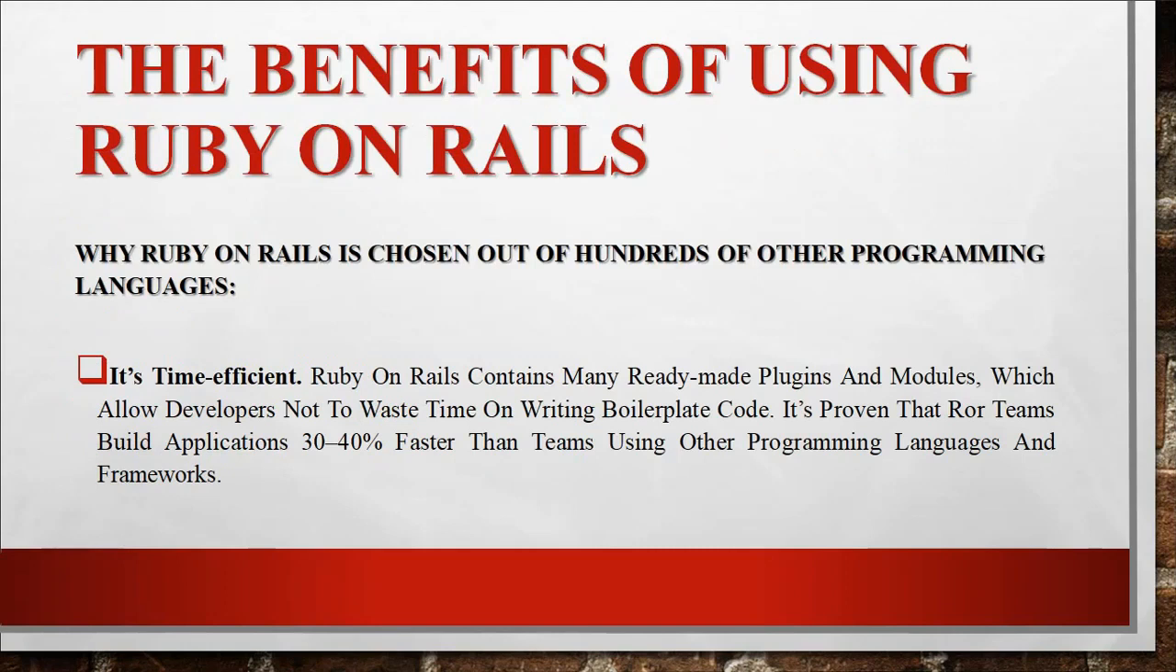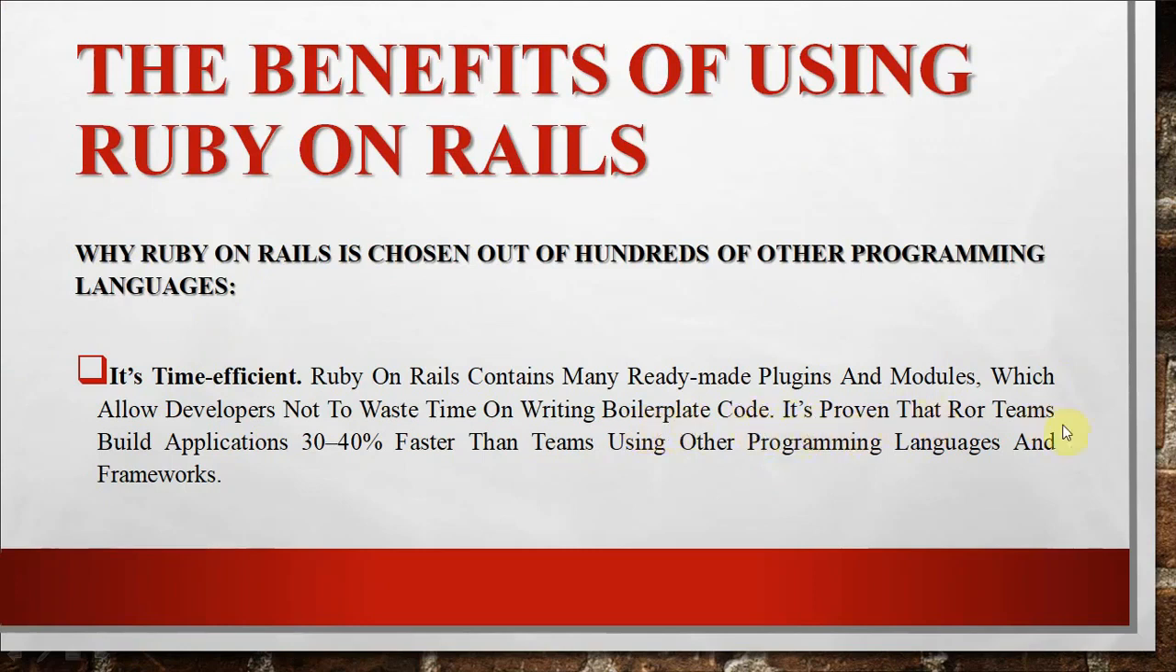Now the main question: why is Ruby on Rails chosen out of hundreds of other web programming languages? Because it is time efficient, number one. Number two, Ruby on Rails contains many ready-made plugins and modules. तो इसमें बहुत सारे ready-made plugins और modules हैं. इस कारण भी ये बहुत important programming language है. And it allows developers not to waste time on writing boilerplate code.